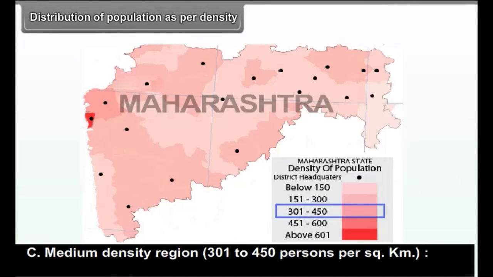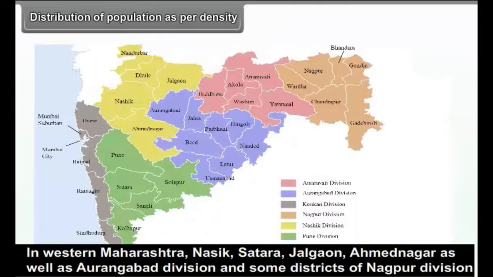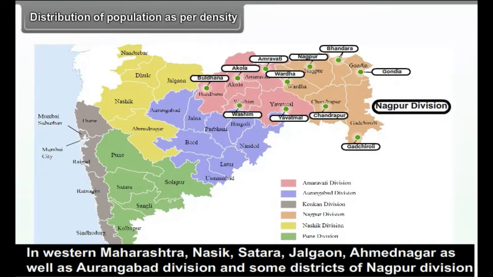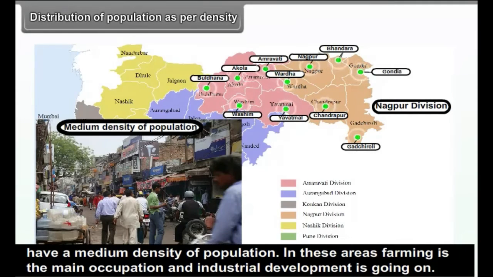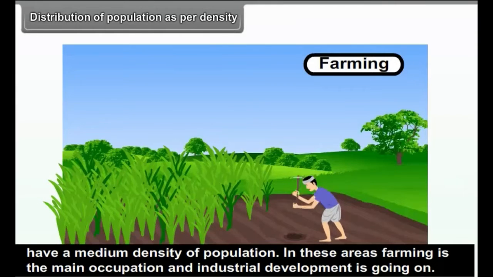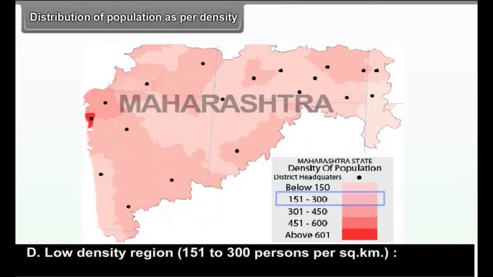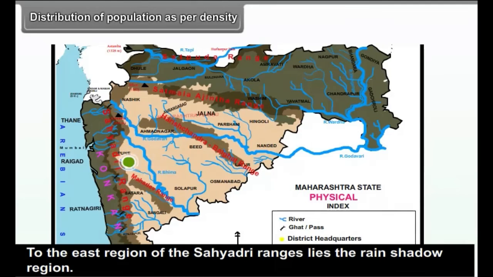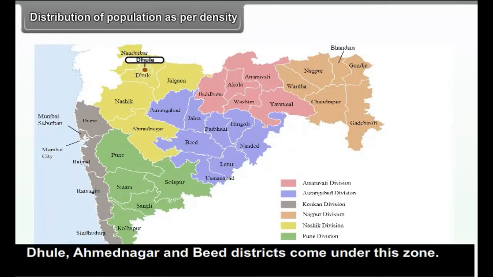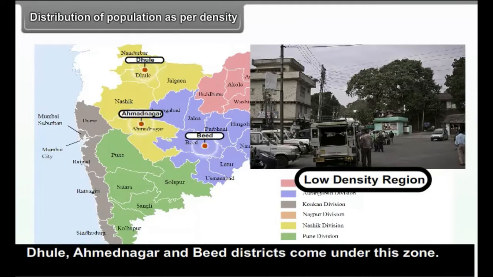C. Medium density region, 301 to 450 persons per square kilometer. In western Maharashtra, Nasik, Satara, Jalgaon, Ahmednagar as well as Aurangabad division and some districts of Nagpur division have a medium density of population. In these areas, farming is the main occupation and industrial development is going on. D. Low density region, 151 to 300 persons per square kilometer. To the east of the Sahyadri ranges lies the rain shadow region. Dhule, Ahmednagar and Beed districts come under this zone.